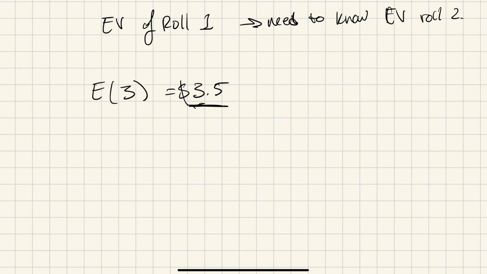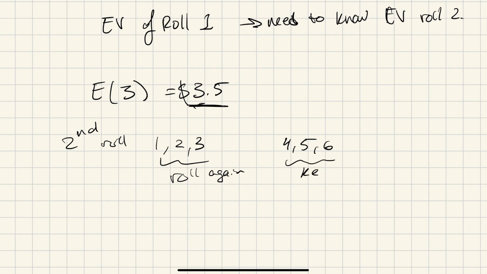So what does that mean for whether I want to keep roll 2 or not? Well, clearly, if I roll anything between 1 and 3, I probably want to roll again, right? On average, if I do a roll 3, I will get better than 1, 2, or 3. Likewise, if I roll 4, 5, or 6, this is higher than the expected value of the next roll. So I'm probably going to want to keep these numbers.